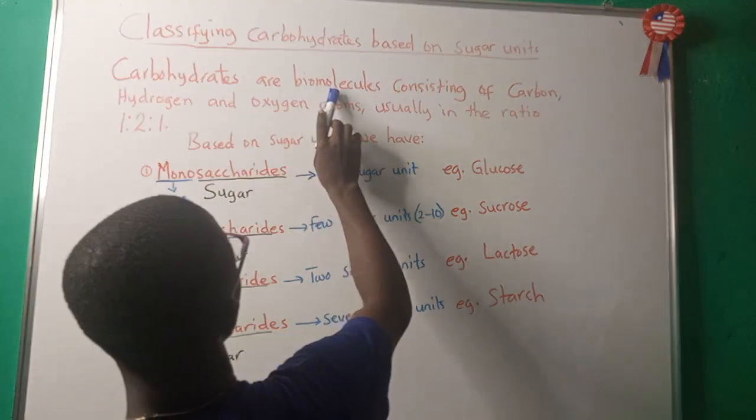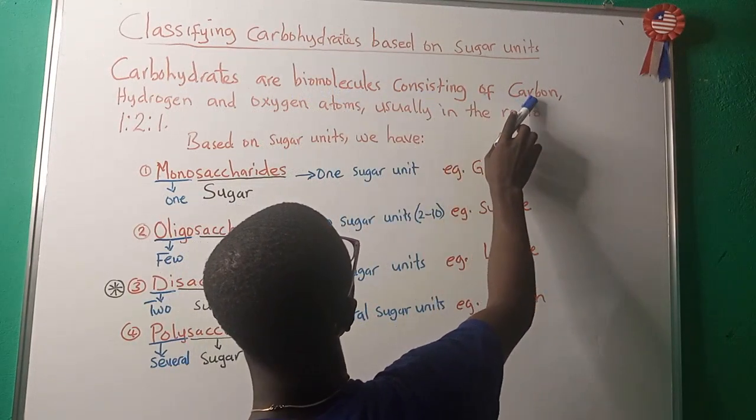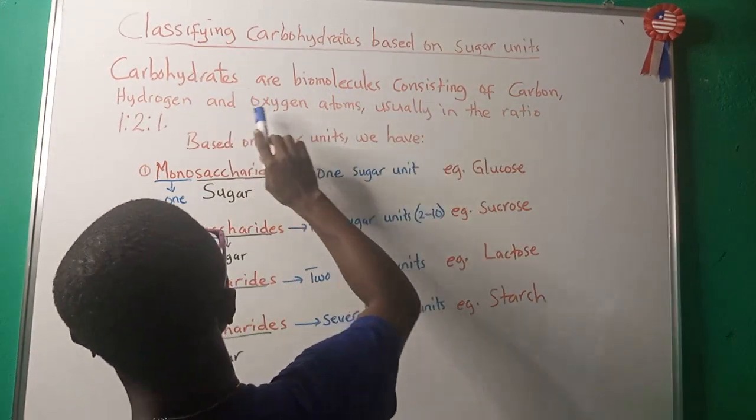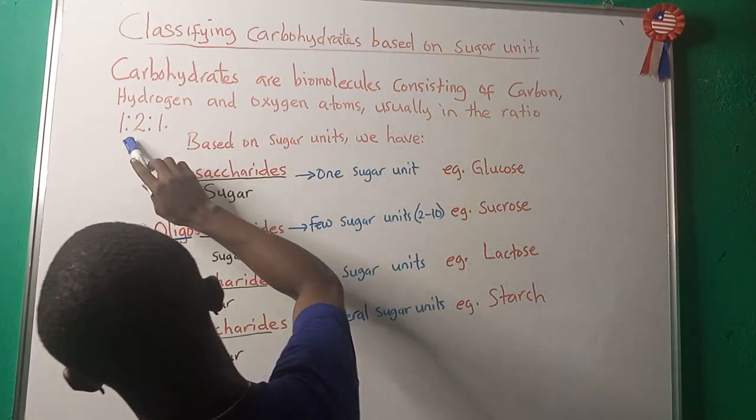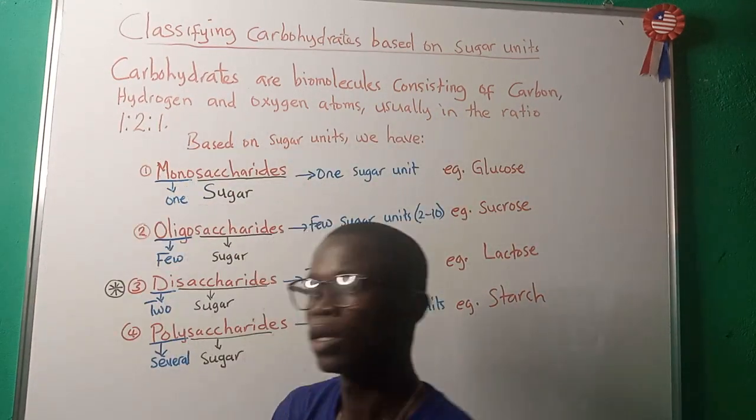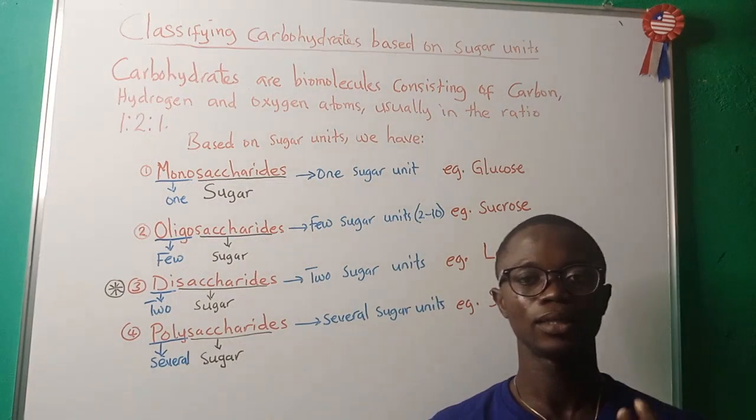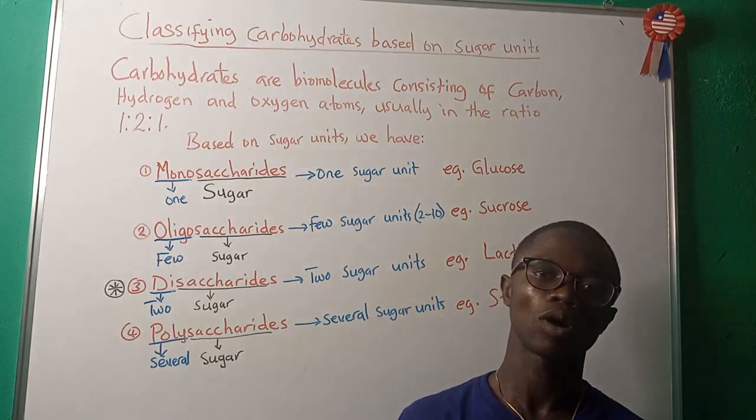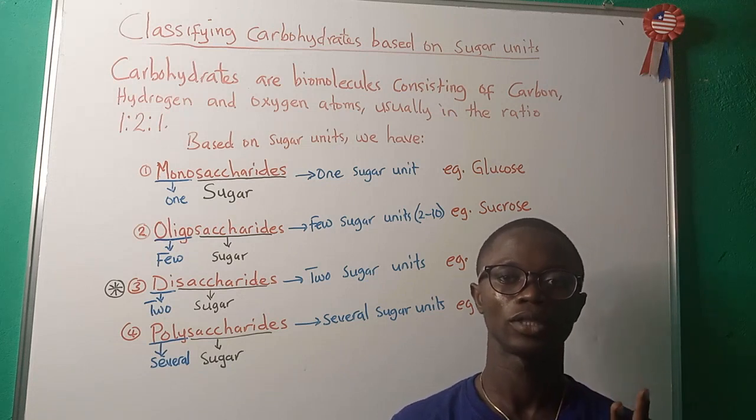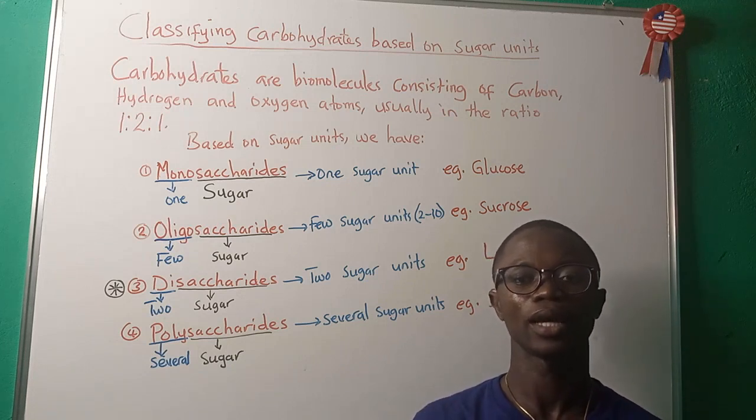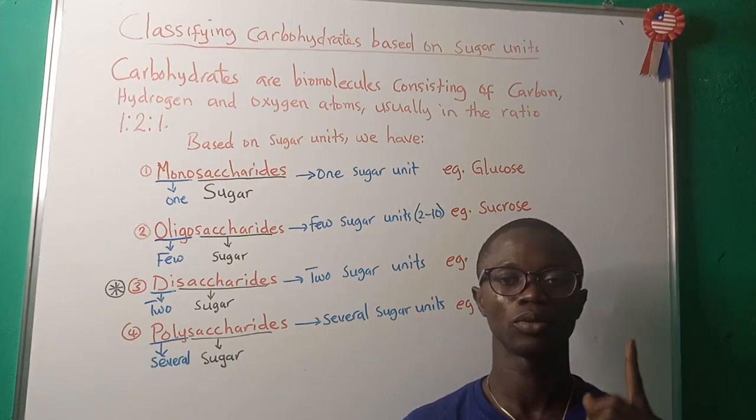Carbohydrates are biomolecules consisting of carbon, hydrogen, and oxygen atoms, usually in the ratio 1 to 2 to 1. So basically, there are three elements that incorporate into carbohydrates. We have carbon, hydrogen, and oxygen. And basically, they are in the ratio 1 to 2 to 1.